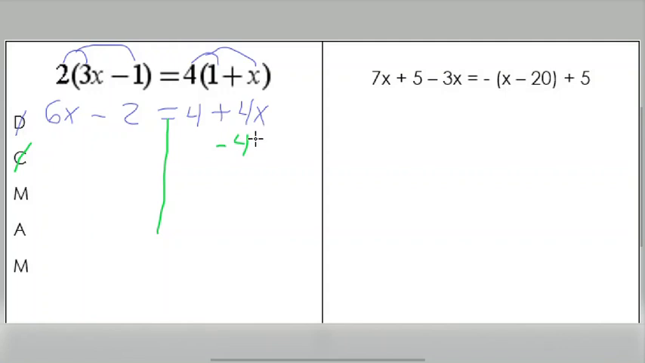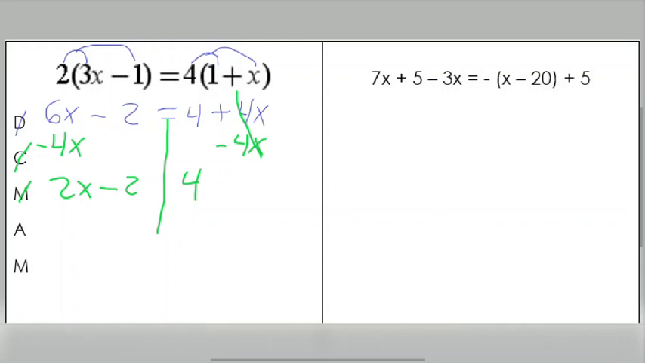So I'm going to do minus 4x to get rid of it on this side. And to keep it equal, I have to do the same thing to the other side. And 6x minus 4x gives me 2x. And then I can bring everything else down. And now I'm done with moving my variables over. So I can go on to my next step.